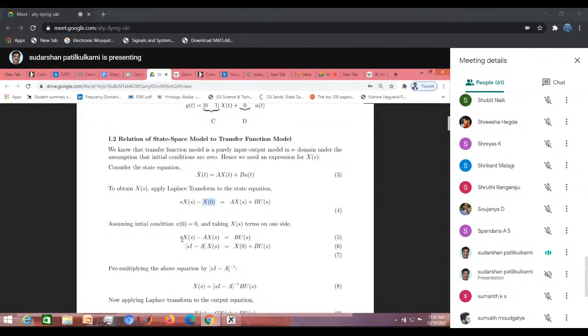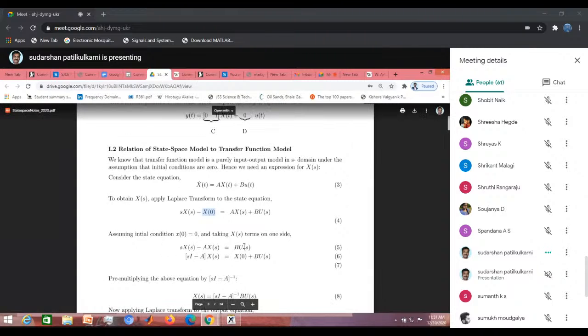And s into x of s, we can write it as s into identity matrix into x of s. Okay, so the identity matrix plays the role of unity, number one, as in the scalar. In the matrix case, it becomes an identity matrix of n cross n. So s into x of s is the same as s into I into x of s, where I is the identity matrix of size n cross n.